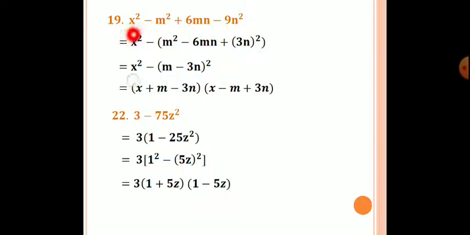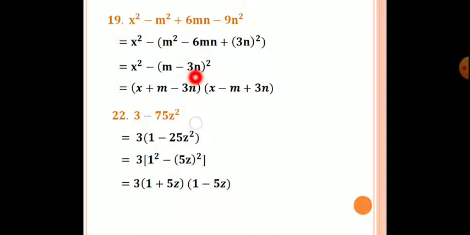So we will write x square as it is. Take a minus common and write the last three terms in the bracket. So take minus common, we can write m square minus 6mn plus 3n whole square. Now this x square we will write as it is, minus this term, that is m square minus 6mn plus 3n whole square, which is also the formula for m minus 3n whole square. So let us write m minus 3n whole square.